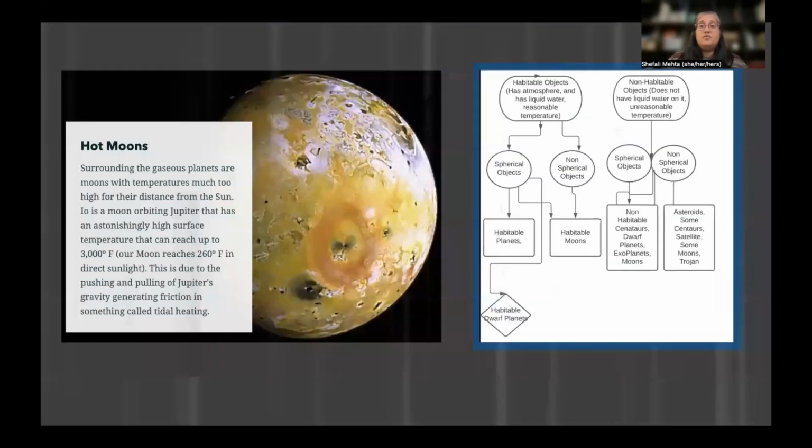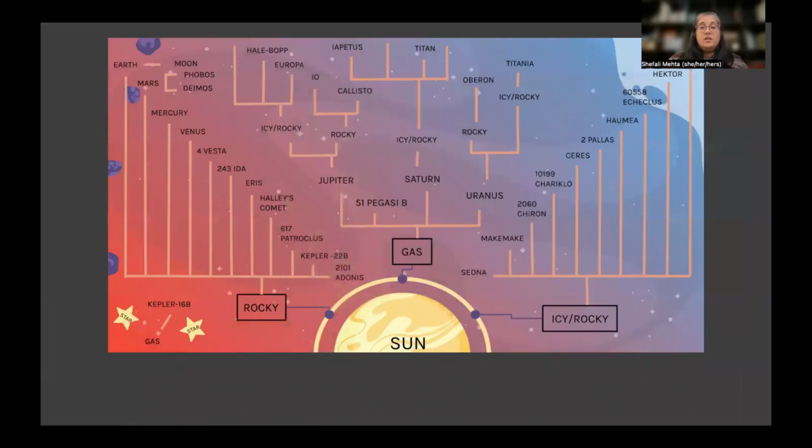These are some samples from what students have created. You can see on the left, there's the hot moons category, and where they start to talk about tidal forces and how that creates friction and heating inside the moon. On the right, you can see how the students separated habitable versus non-habitable objects. And here's another one where they separated the objects into rocky, gas, and icy rocky objects, and then they split them up further after that.